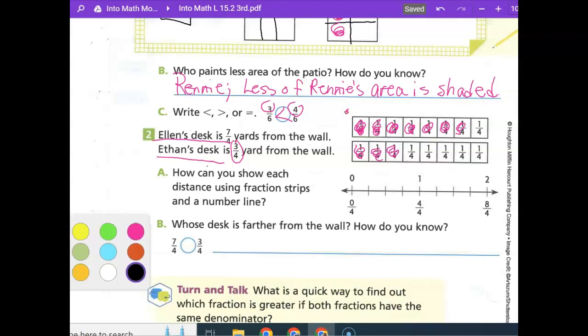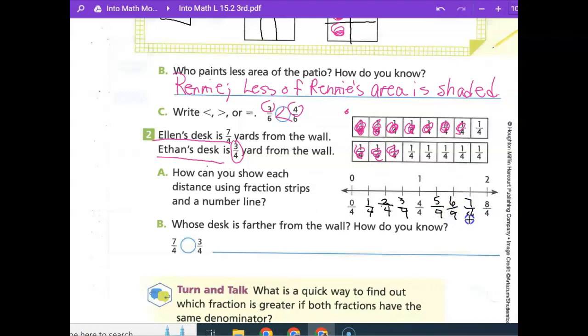So let's go ahead and write in the numbers on our number line. And we know it's 4, so 1/4, 2/4, and 3/4. 5 fourths, 6 fourths, 7 fourths. Okay, let's go ahead and put a dot for Ellen at 7 fourths. We're going to put an E up here for Ellen. And then Ethan is only 3 fourths, and we're going to put an E-T for Ethan.